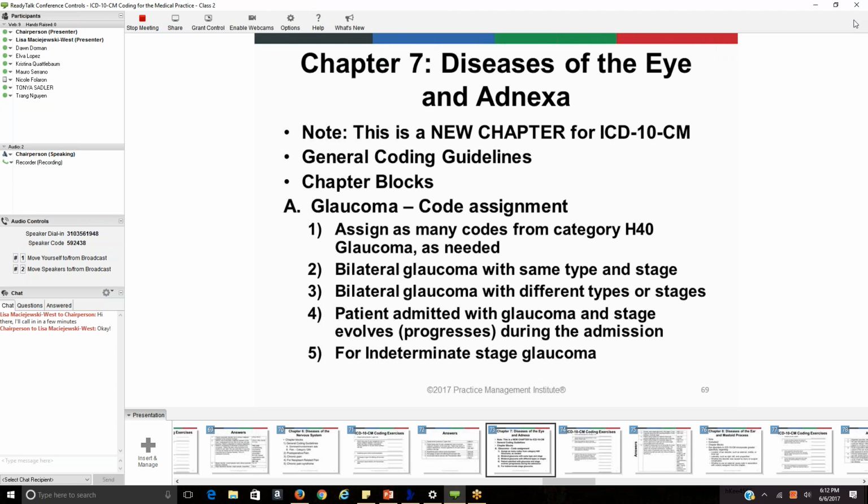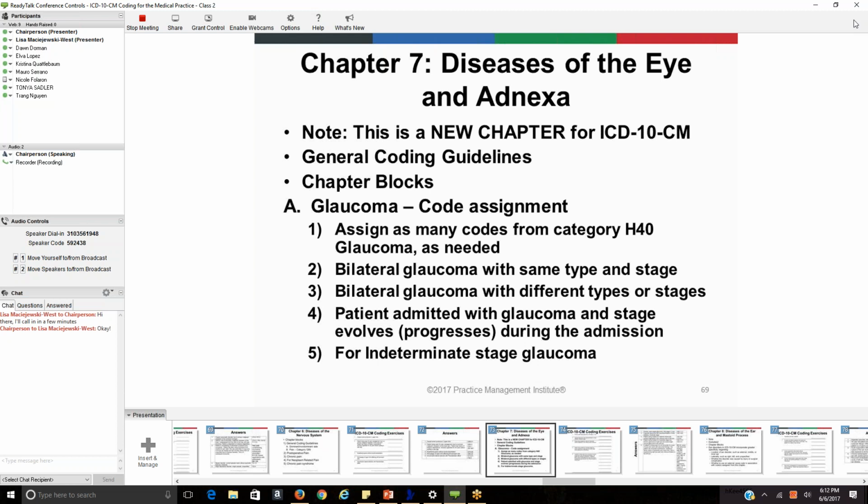So Chapter 7 is diseases of the eye and adnexa, and then Chapter 8 is diseases of the ear and mastoid process. Let's look at Chapter 7, diseases of the eye and adnexa. Some of the more common coding scenarios that you're going to encounter in diseases of the eye and adnexa are going to be glaucoma, cataracts, and general diseases that pertain to the eye.